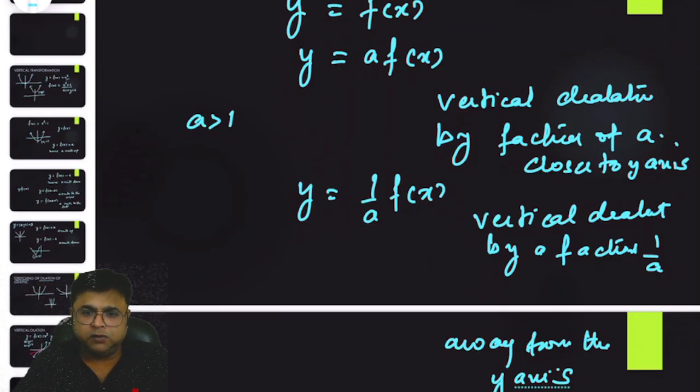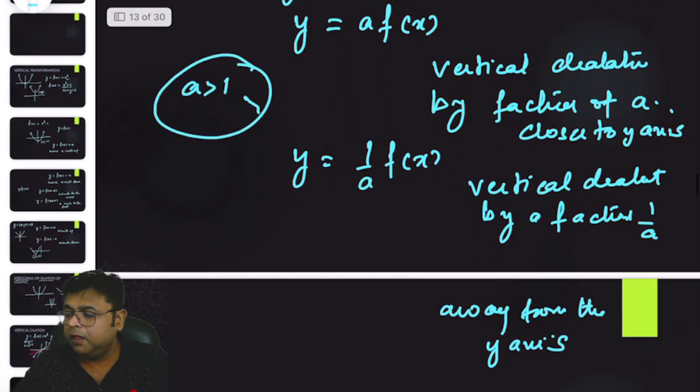For every x value, whatever the values were initially, now they will be increased or decreased depending on what a is. If a is greater than 1, all the values will increase by a factor of a. So there will be a vertical dilation or stretch by a factor of a, which will be closer to the y-axis since a is greater than 1. And if it is (1/a) f(x), then again it will be a vertical dilation, but away from the y-axis. This is something which you have to understand.